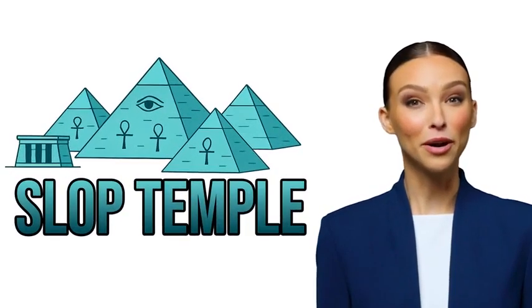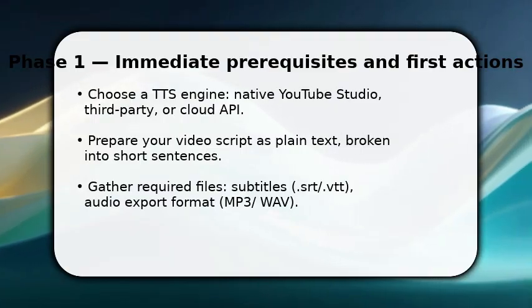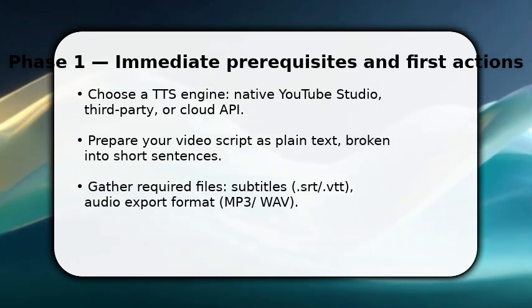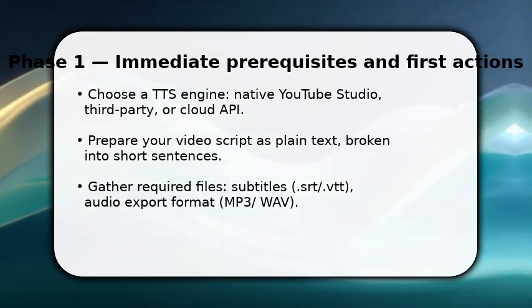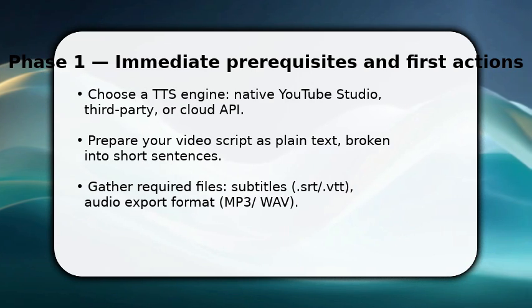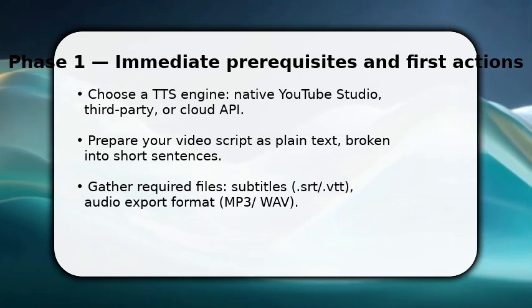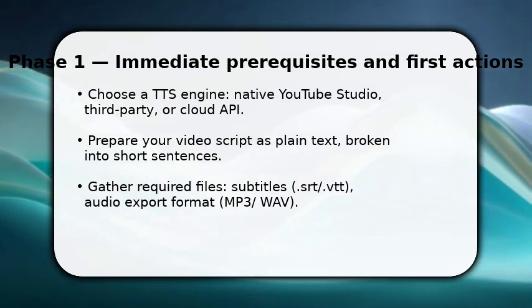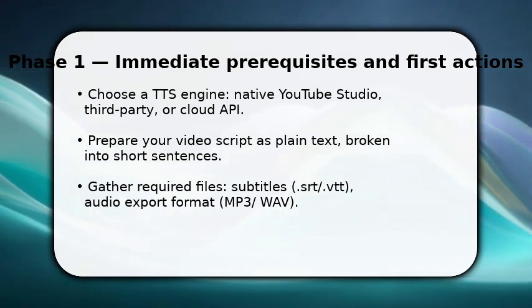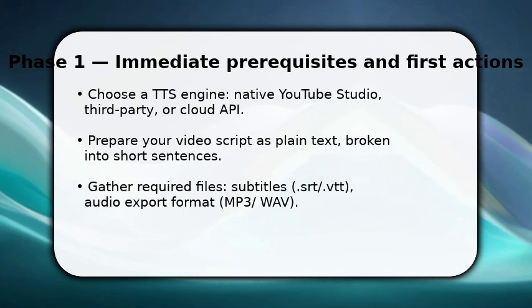We pray this video helps. You begin by picking a TTS method and getting the script ready. Choose native YouTube Studio Voice or a third-party TTS for more control. Once chosen, paste or import your script as short, punchy lines so timing is easy to match. Make sure you export or save text as TXT or subtitle files like SRT to keep sentence boundaries.